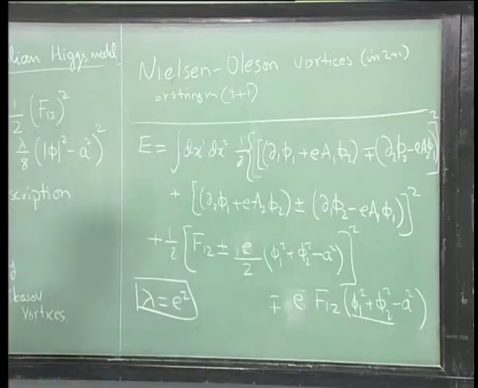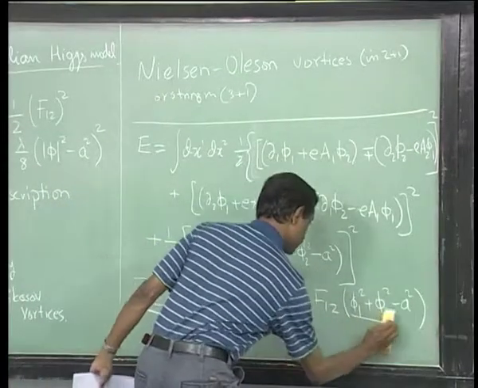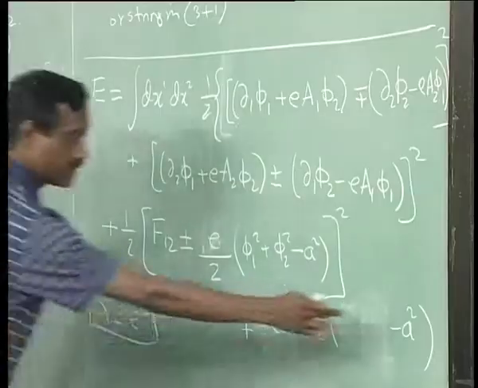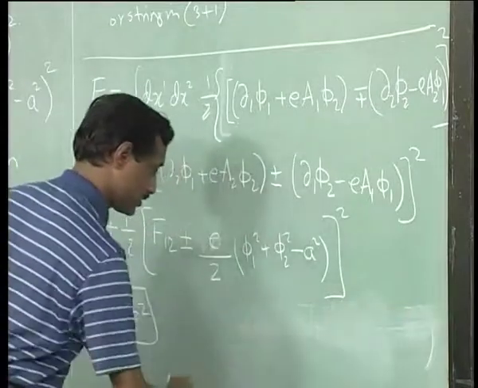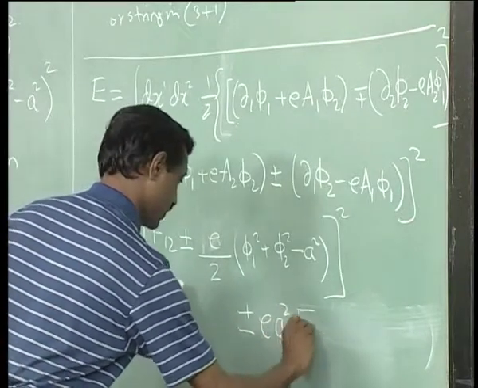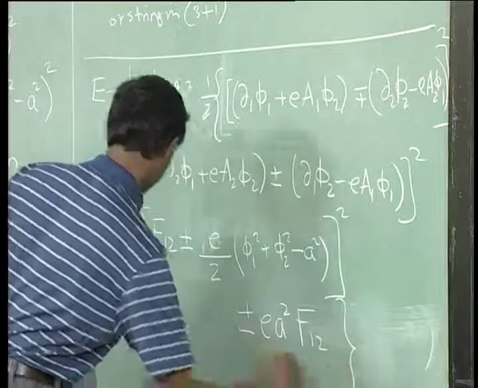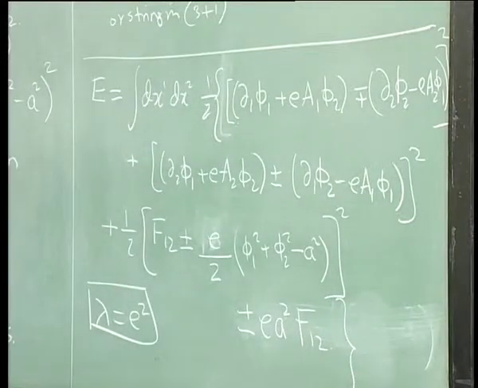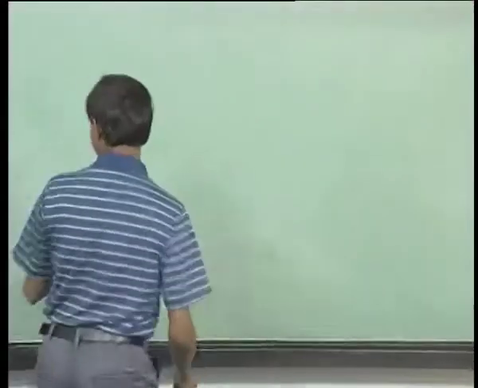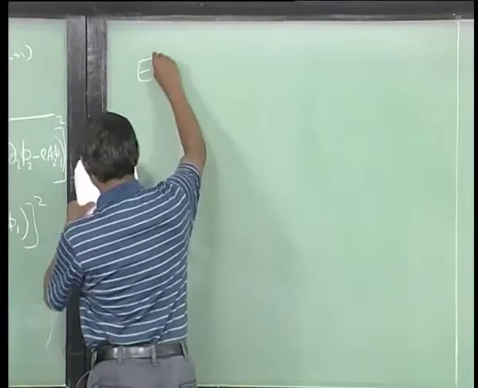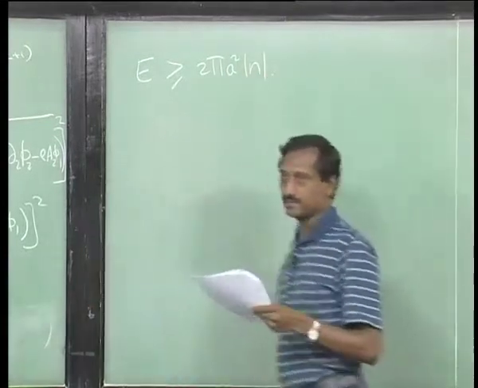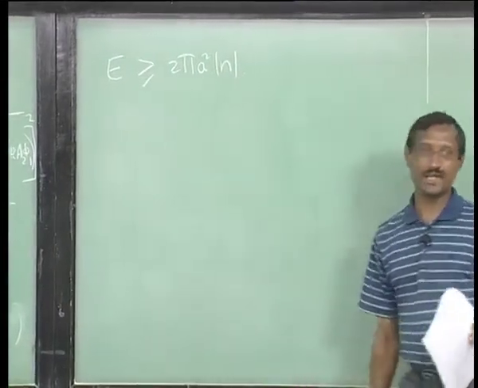Okay. I will get root lambda out here, and I just erase this particular term from here, and then I get again plus or minus, this minus sign I absorb here. So, I get plus or minus e a square F12. Okay. And the energy which we worked out should be greater than or equal to 2 pi a square mod A. Okay, there was a divided by E, those things cancel out.